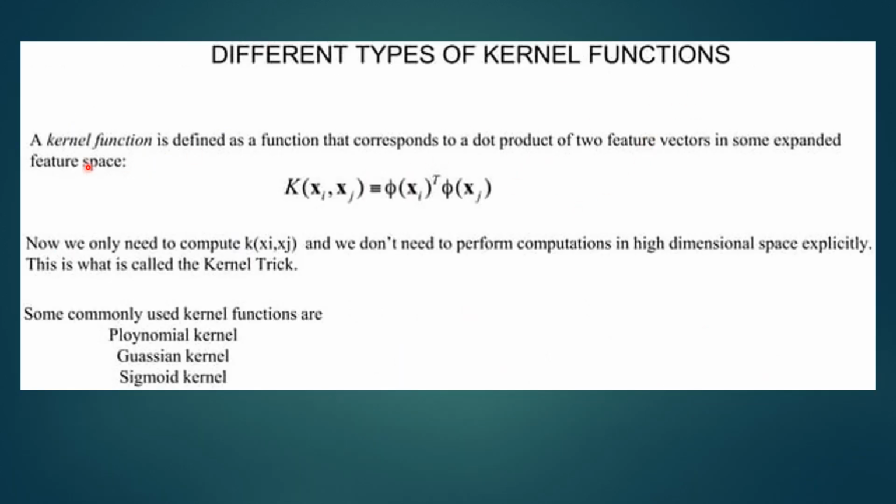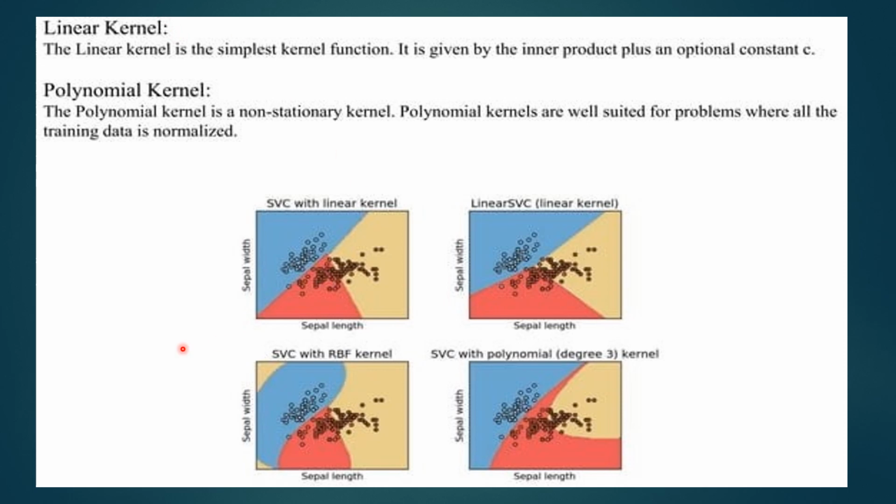Different types of kernel functions. These are kernel functions. For example, K(xi, xj) is equal to the summation of xi transpose xj. Now, when we only need to compute K(xi, xj), we do not need to perform computation in the high-dimensional space. This is called the kernel trick. Some common kernel functions used for SVM are the polynomial kernel, Gaussian kernel, and sigmoid kernel.